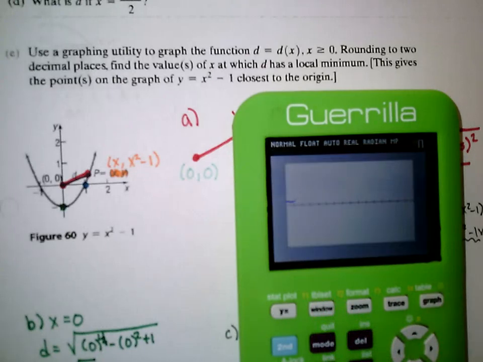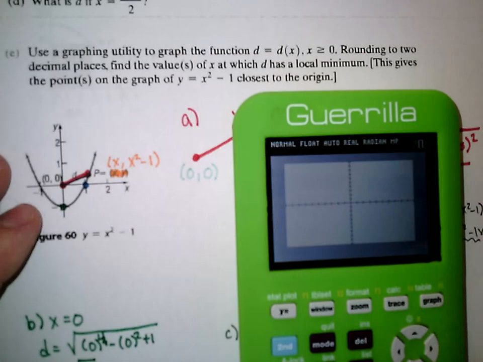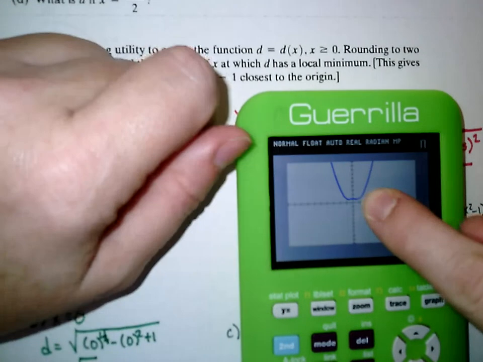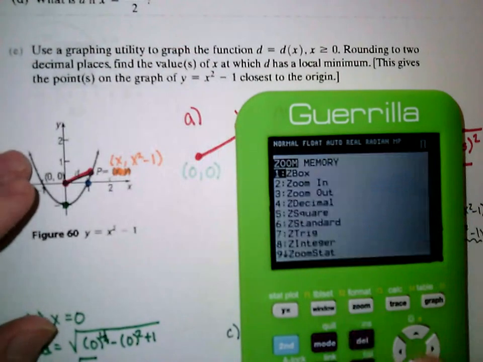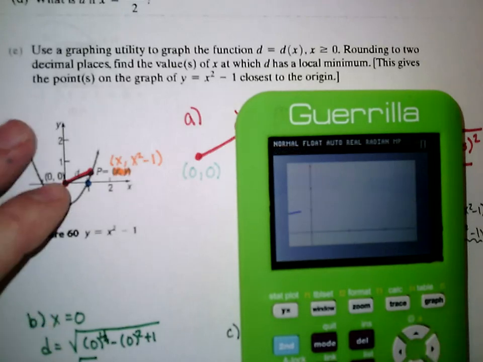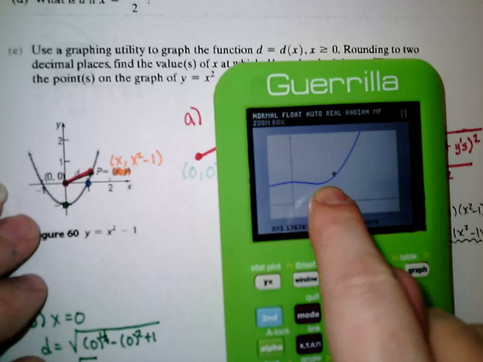Well, let's just look at it and see what we've got going on. All right. I'm going to put it on the standard window, zoom 6, just so we can see why they wanted us to make x bigger than 0. Oh, I see. They restricted it to greater than 0 because there's another one over there, so they're after this minimum. So remember that a minimum is like the bottom of a valley. Like if you were on a roller coaster, it would be where you get all the way to the bottom and then start going back up. So that minimum is going to be right there.